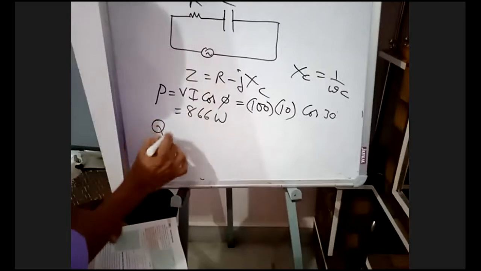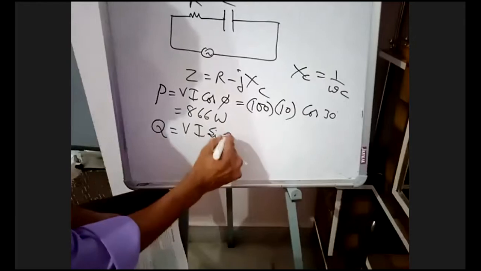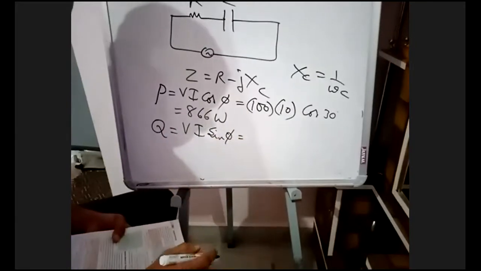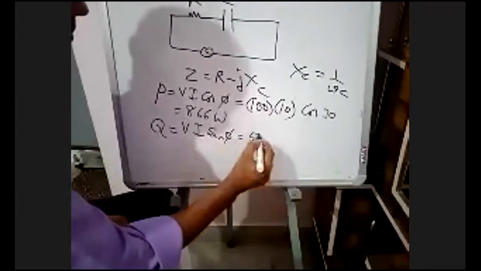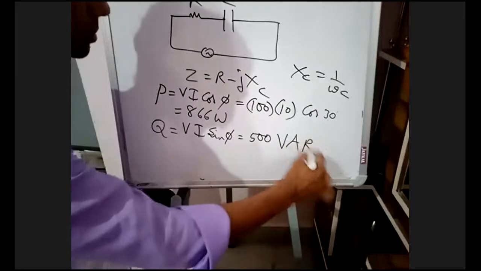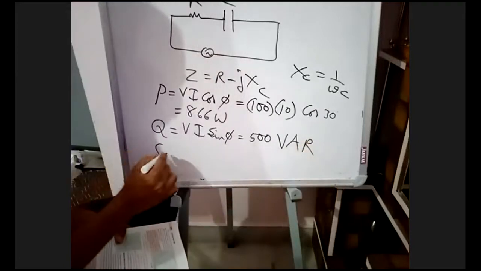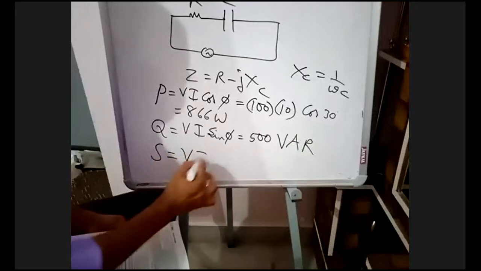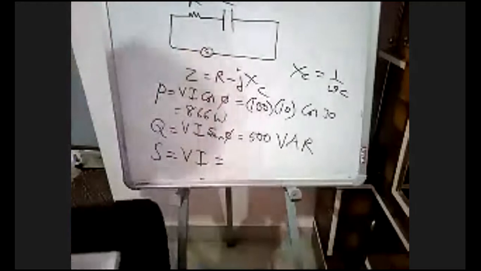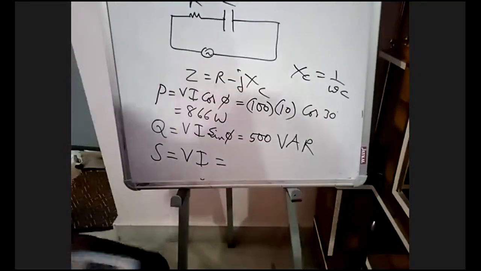And reactive power Q is VI sin phi. You will get 500. The unit is volt amp reactive. And S is equal to VI. They have not asked the apparent power in the problem. If you want to calculate, you can calculate.